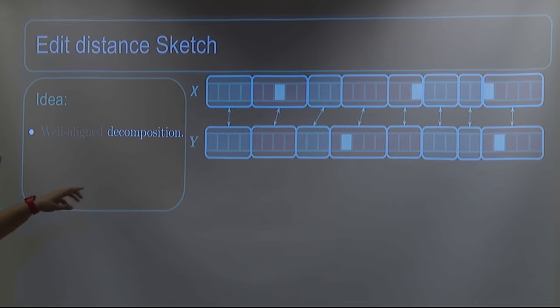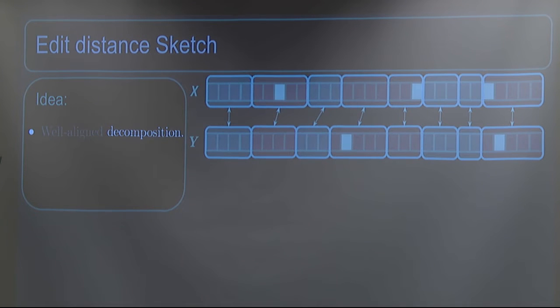Is the difference of color visible? Okay. These red blocks are the ones that contain some edit operations. And our goal will be to recover these blocks completely. If we can recover these blocks completely, then we can just compute the edit distance of these blocks and sum them up.